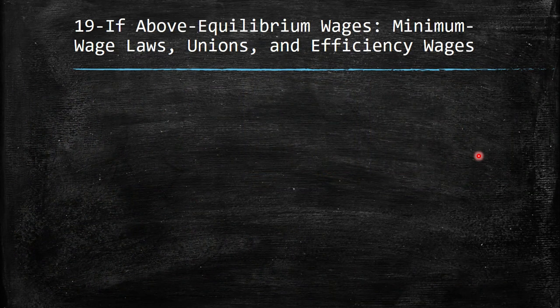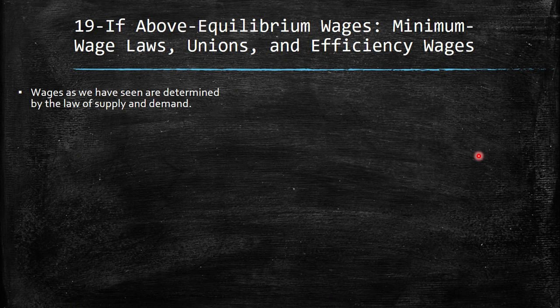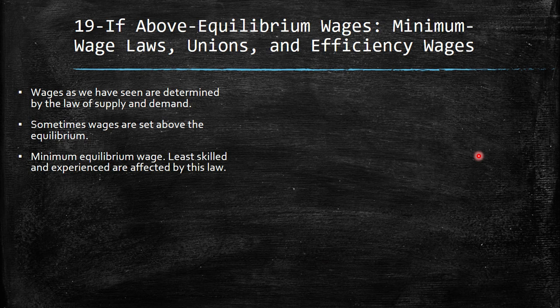Another important fact about equilibrium wages is minimum wage laws, unions, and efficiency wages. Those three characteristics can explain in some way those differences, some inequality among workers. For example, wages, as we have seen, are determined by the law of supply and demand, where they cross, right? But sometimes wages are set above the equilibrium, because almost all countries have a minimum wage, and then the least skilled and experienced are affected by this law. Why? Because maybe some people could even work for a lower salary, but due to the law they cannot. So that's the main difference.